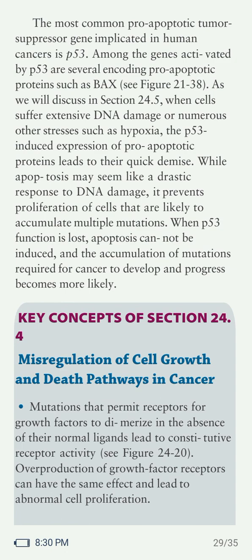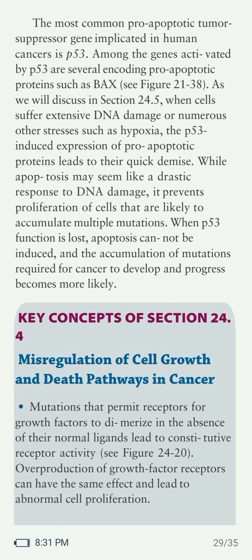The most common pro-apoptotic tumor suppressor gene implicated in human cancers is p53. Among the genes activated by p53 are several encoding pro-apoptotic proteins such as PUMA. And when cells suffer extensive DNA damage or numerous other stresses such as hypoxia, the p53-induced expression of pro-apoptotic proteins leads to their quick demise. While apoptosis may seem like a drastic response to DNA damage, it prevents the proliferation of cells that are likely to accumulate multiple mutations. When p53 function is lost, apoptosis cannot be induced and the accumulation of mutations required for cancer to develop and progress becomes more likely.